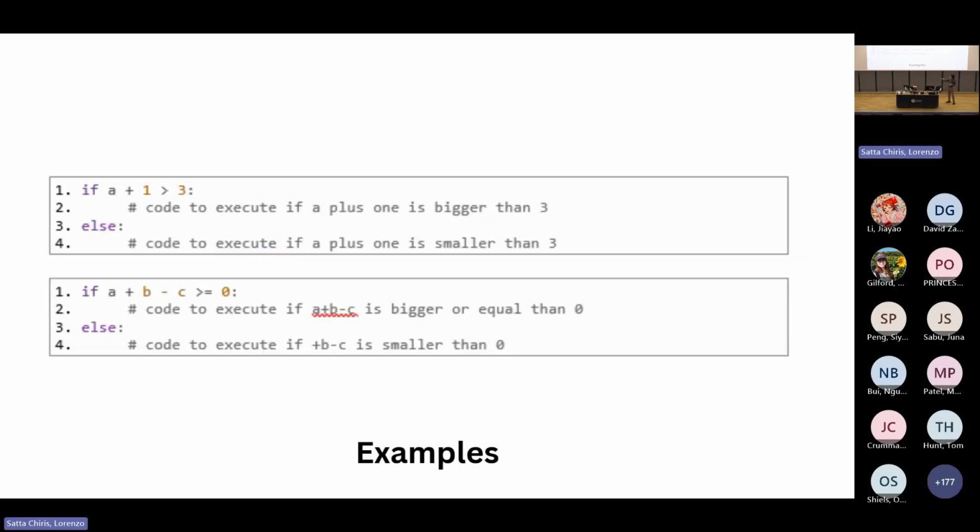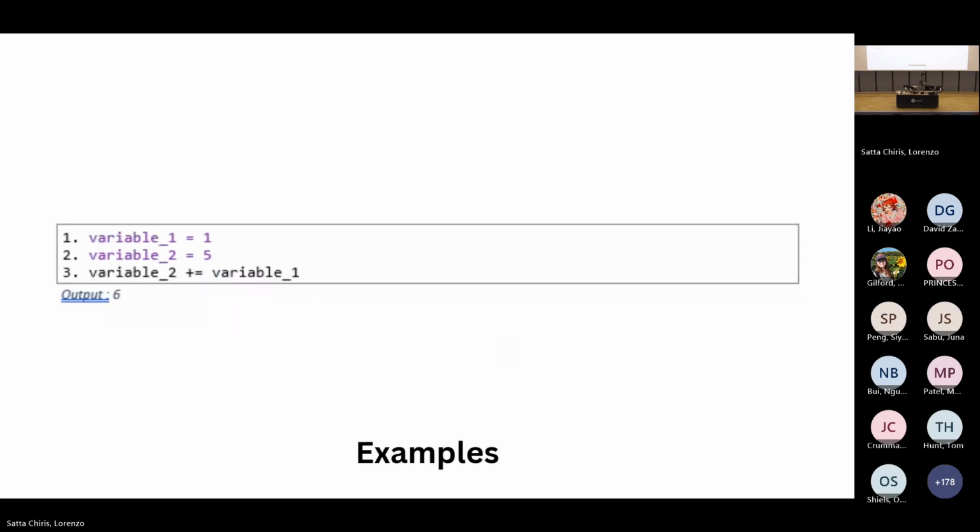Examples here, for instance, we can see if a plus 1 is over 3, then I run something else. Or if a plus b minus c is over 0, then something. You can see plenty of mathematical applications for this in terms of prime numbers, quadratic equations, and plenty more. Or here as well, I can sum them up. So variable 1, variable 2 is equal to variable 1 plus variable 2. This basically puts them together, and thus the output will be 6.